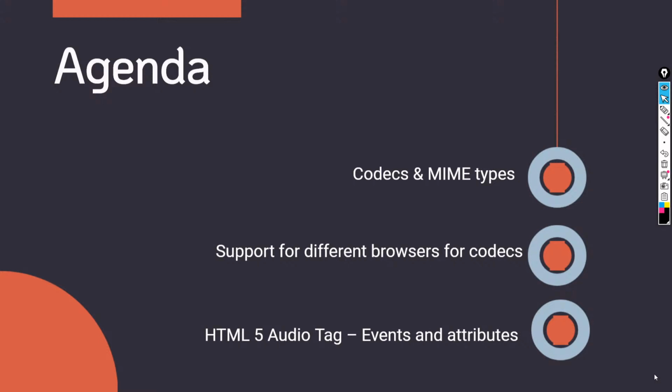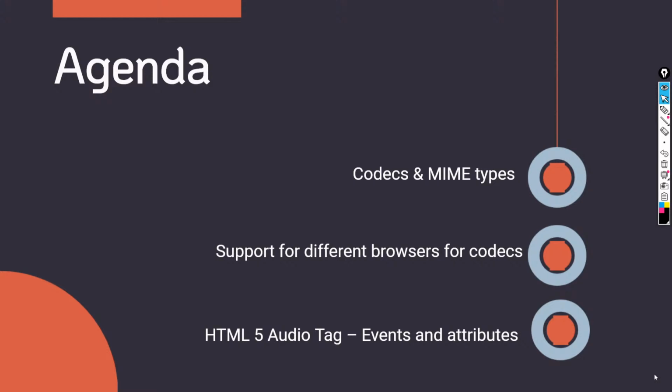Then we'll be checking the support of audio tags in different browsers, and which browser supports which codecs. I'll be showing you the list of all the browsers. They are still evolving, fine, but most of the latest browsers give you support for most of the codecs which are there, right? Then we're going to talk about the HTML5 audio tag, that's what we're going to create, and we're going to work on its events and attributes.